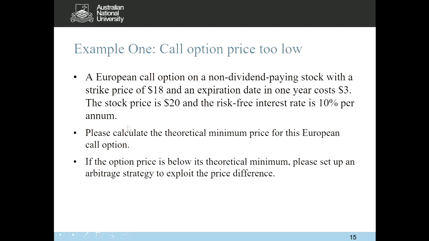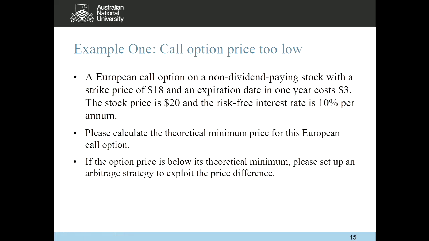It says, a European call option written on a non-dividend paying stock with a strike price of 18 and expiration date in 1 year, and this call option is selling for $3. So that's the call option premium. And it also tells you the current stock price is 20 and the risk-free rate is 10% per annum, continuously compounded. I should have added continuously compounded. All right, so the question says, please calculate the theoretical minimum price for this European call option.